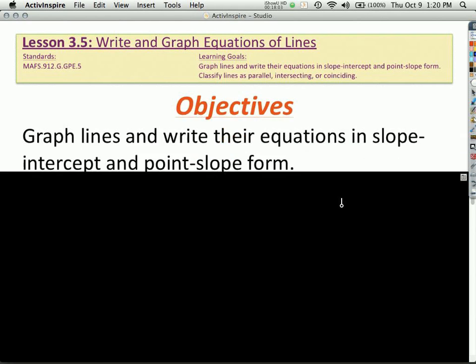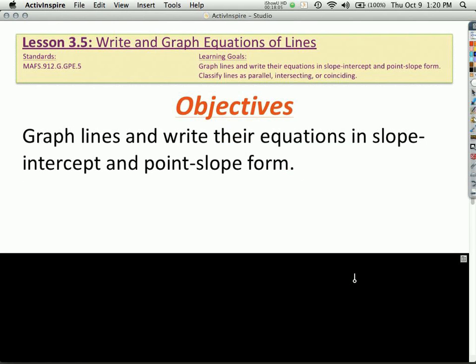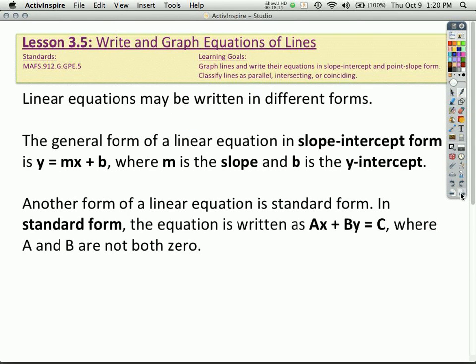So, our objectives are to graph lines and to write their equations in two different forms, slope-intercept and point-slope. I realize now that I made a small mistake. I put standard form in here and I had intended to put point-slope. So I apologize for that. I will refresh your memory about point-slope when we get to the first question.